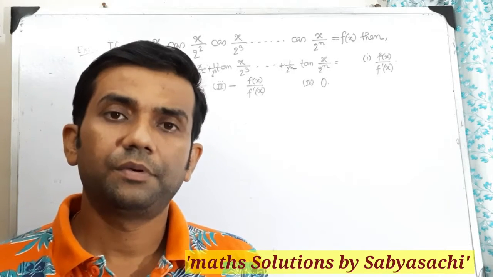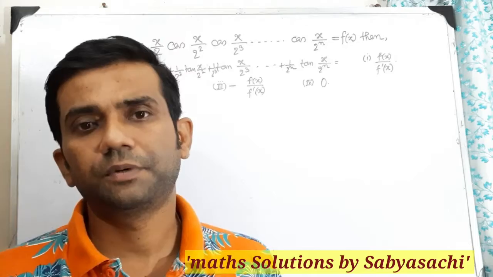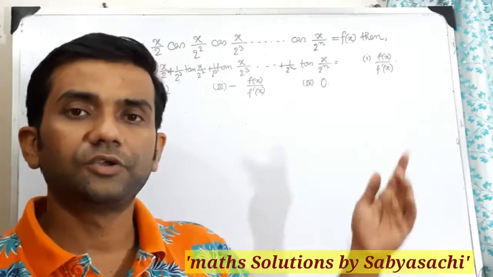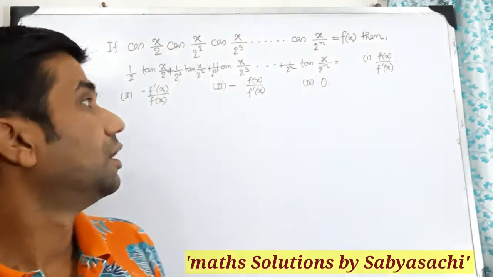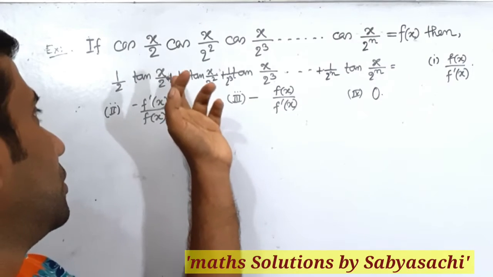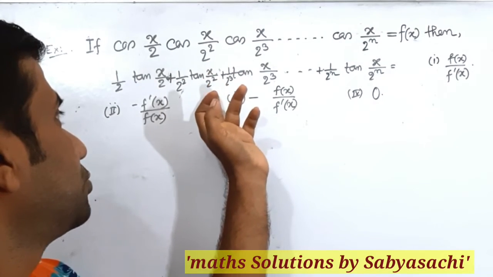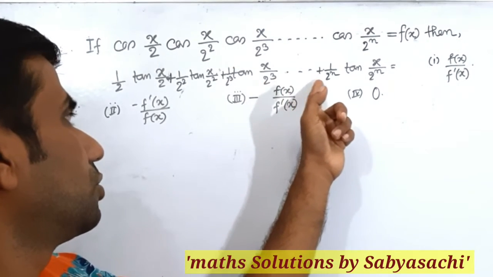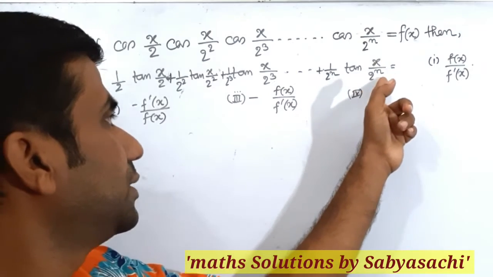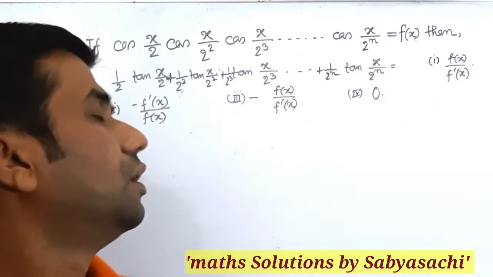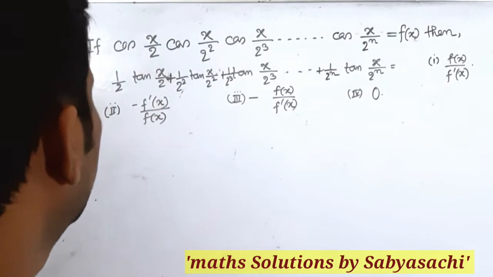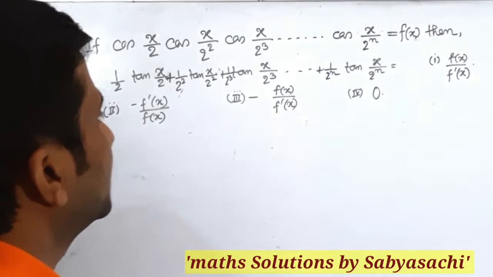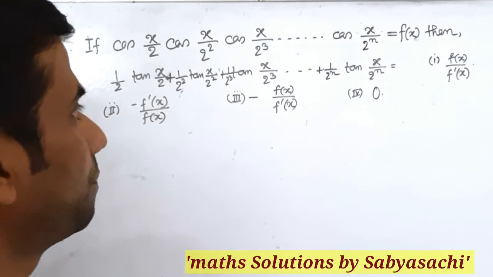Given that if cos(x/2) cos(x/2²) cos(x/2³) ... cos(x/2ⁿ) is equal to f(x), then you have to show that 1/2 tan(x/2) plus 1/2² tan(x/2²) plus 1/2³ tan(x/2³) plus ... 1/2ⁿ tan(x/2ⁿ) is equal to: 1, f(x) by f'(x); 2, minus f'(x) by f(x); 3, minus f(x) by f'(x); and 4 is 0.